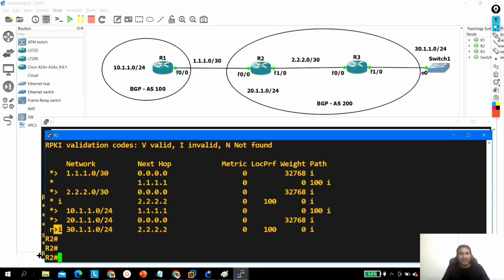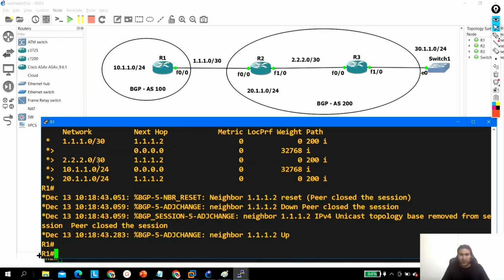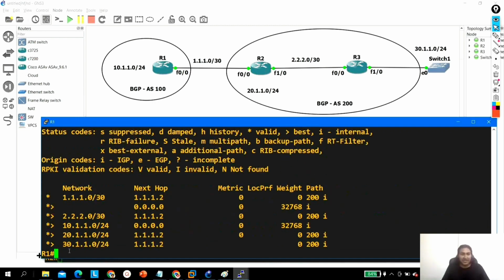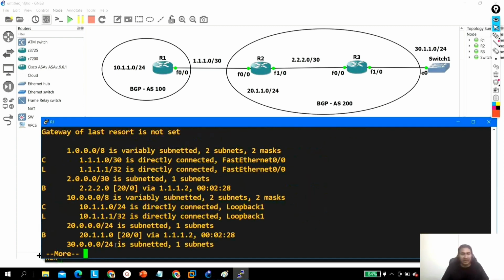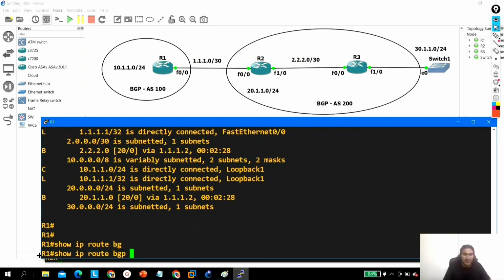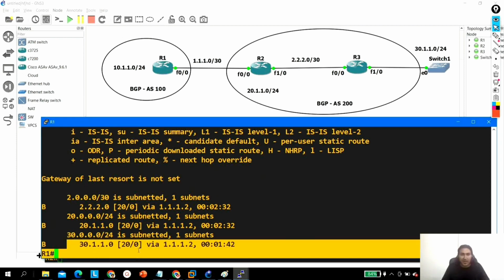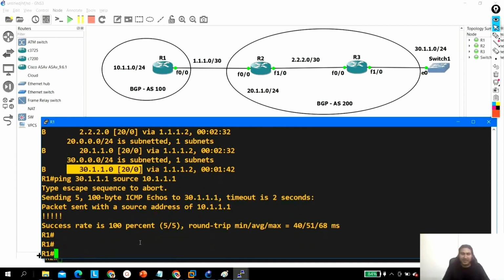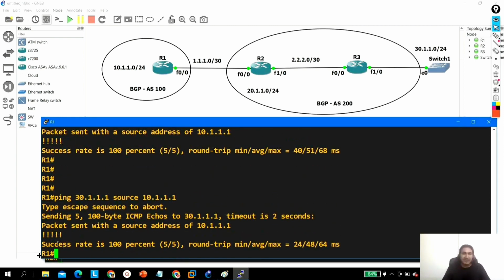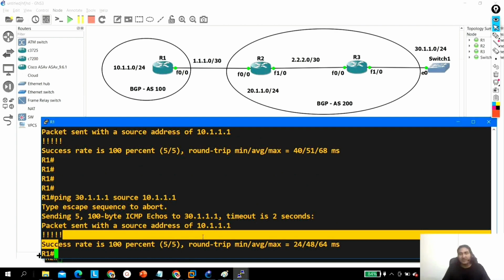But now here you can see the greater-than sign. That means this time this is best. So router 2 will advertise this prefix to router 1 as well, and here also you can verify. So show IP BGP, there is the 30 prefix, and this time router 1 will also install these routes in its routing table. So show IP route BGP, here you can see, and now again 10.1 can ping 30.1. Yes, success rate is 100%, right? So hope now it's clear to you.